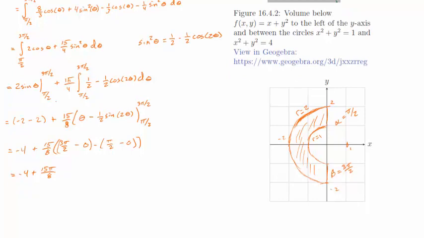So this whole thing equals (-2 - 2), and that I got from evaluating 2 sine of theta from pi over 2 to 3 pi over 2. Then we get plus 15 over 8 times (theta - 1/2 sine of 2 theta) evaluated from pi over 2 to 3 pi over 2. I factored out the 1/2 there before I did the antiderivative.